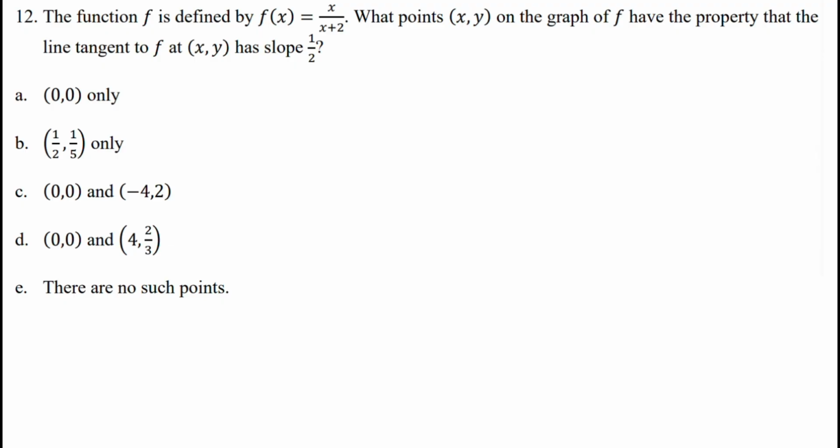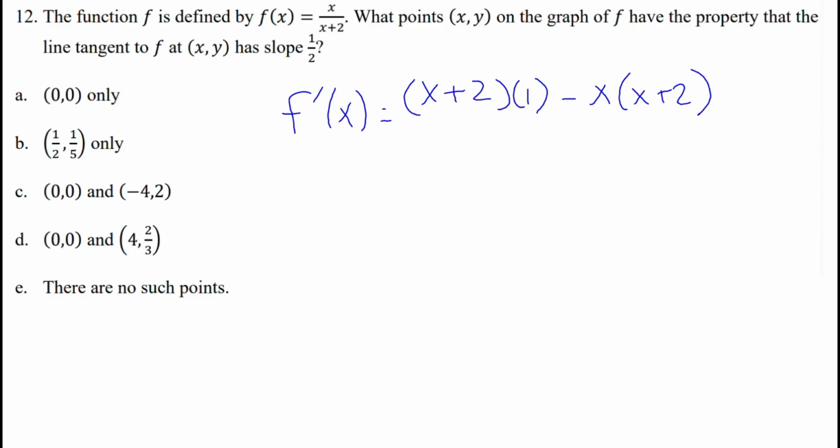For number 12 here, we've got the function x over x plus 2, and we want to know when is the line tangent to f going to have a slope of 1/2. So we just need to find the slope of the tangent line of f and set it equal to 1/2. So the slope of the tangent line would be the derivative, right? So f prime of x will be the denominator times the derivative of the numerator minus the numerator times the derivative of the denominator.